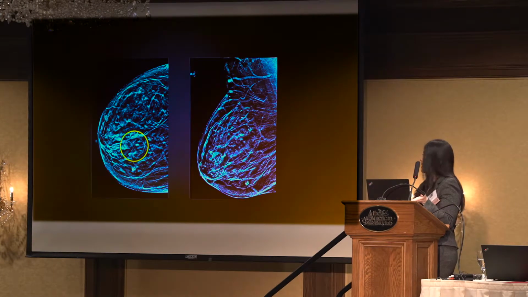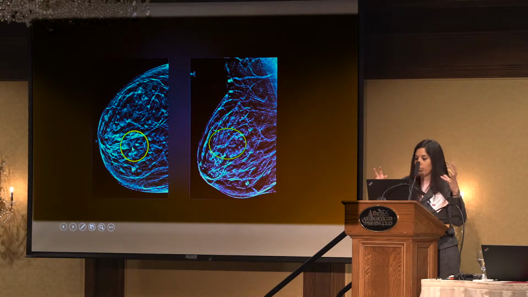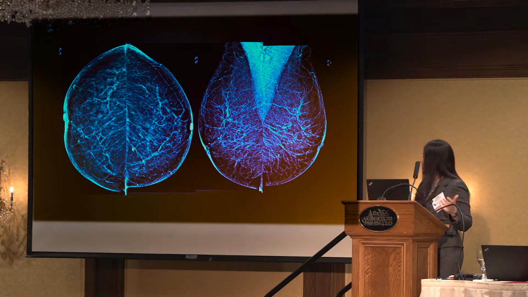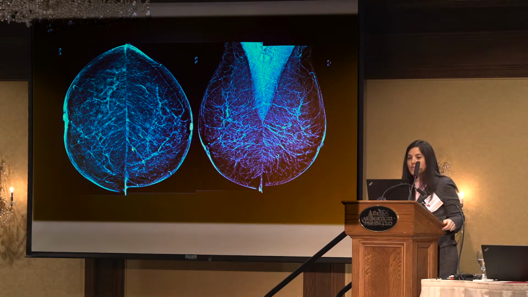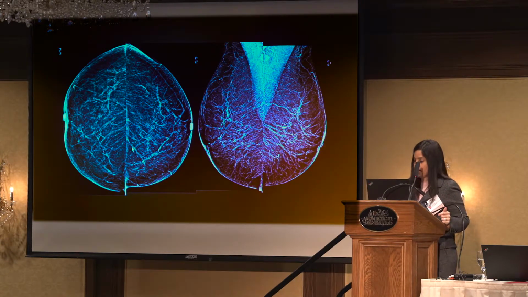And here are the synthetic views. And you can really see the architectural distortion, even on the MLO view, because the synthetic mammogram also can help bring this to your attention. So that's a heterogeneously dense breast. Here's another breast. Some people may call this fatty, some people may call it scattered, there's a little bit of subjectivity to it, but regardless, it's less dense than a heterogeneously dense breast.